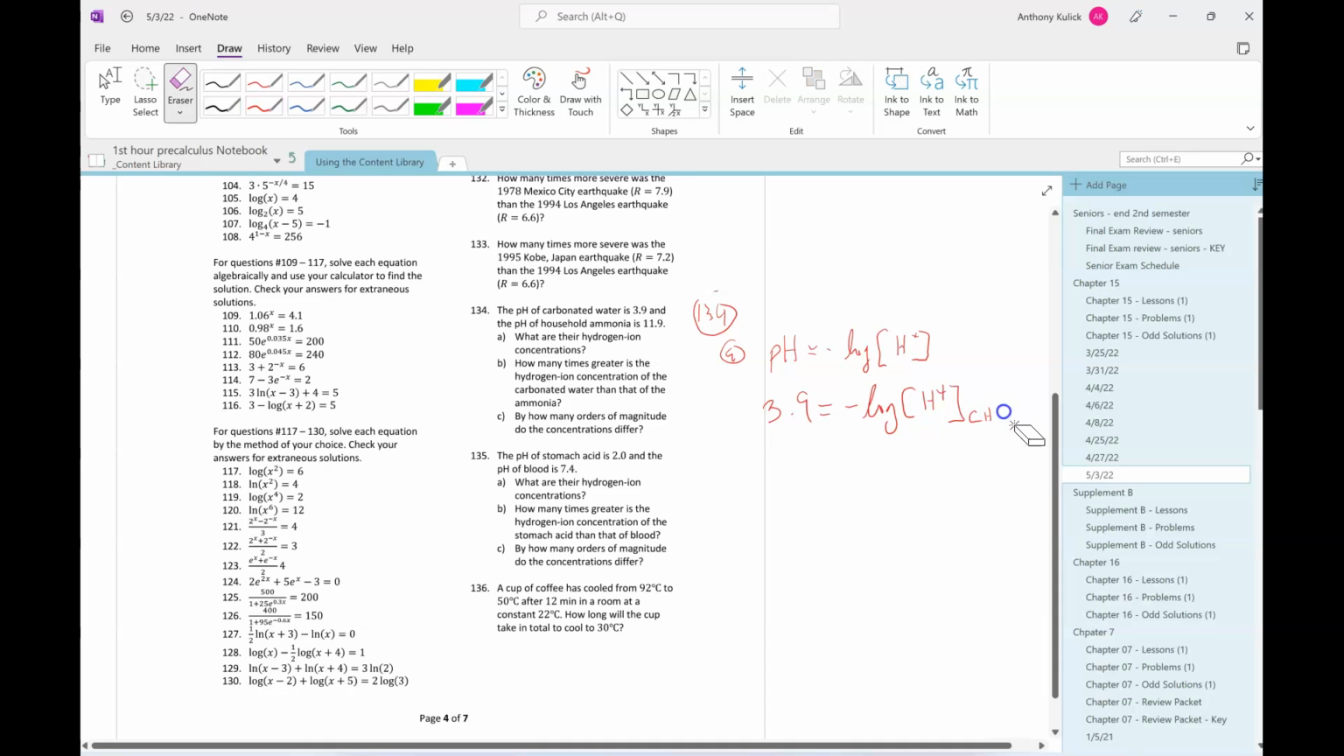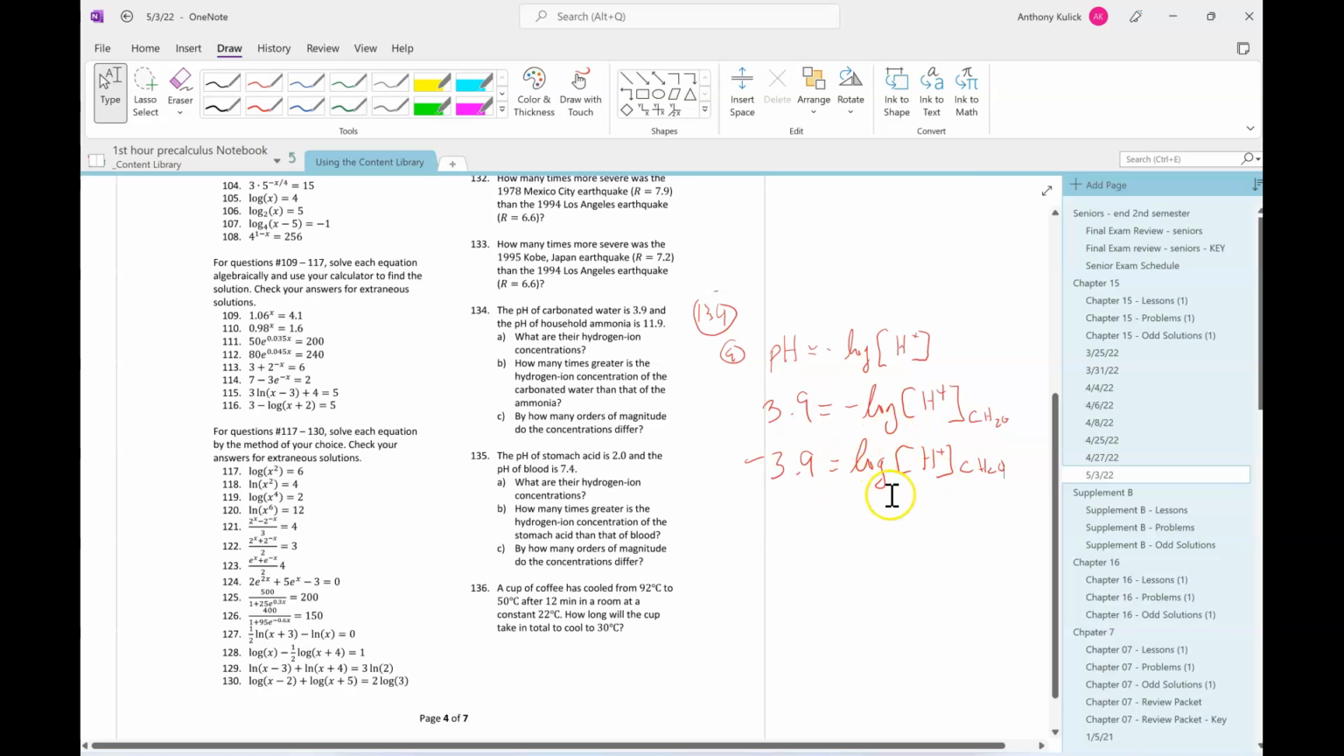I'm just going to write that as CH2O as the subscript so I remember. To solve for the concentration of hydrogen ions, I need to first move the negative sign to the other side. So I'll just divide by a -1 or multiply by a -1, whatever your fancy is. So far, so good? Okay.